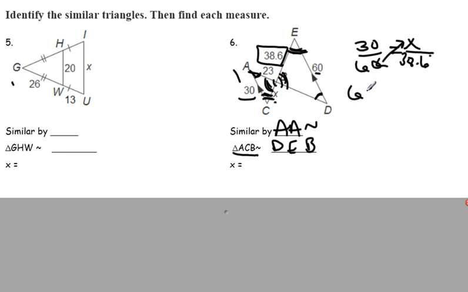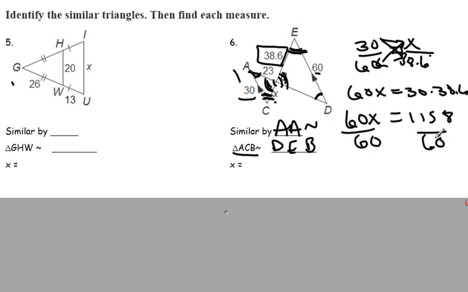I'm going to cross multiply and do 60x equals 30 times 38.6. 30 times 38.6 equals 1158, and that equals 60x. Divide by 60 on both sides of my equation. 1158 divided by 60 is going to give me x is 19.3.